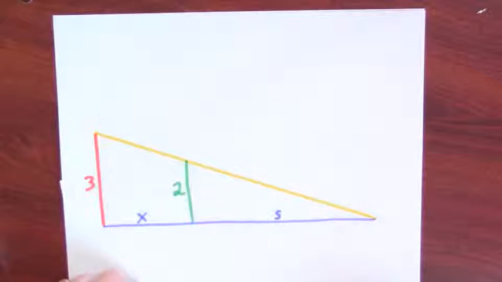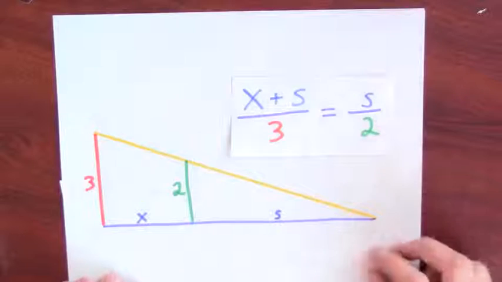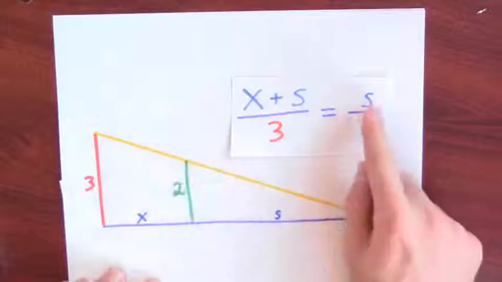They're similar triangles. And as a result, I get this equation out of the diagram. This distance to this distance, x plus s to 3, must be the same as the corresponding ratio in the other triangle, which is this distance to this distance, s over 2. With an equation in hand, we can now differentiate.